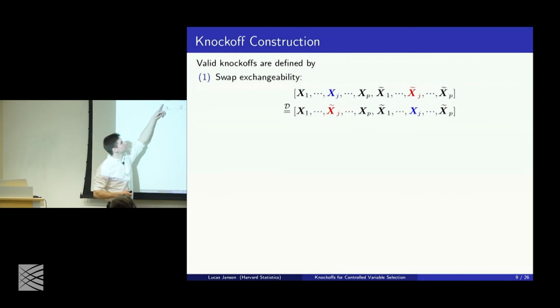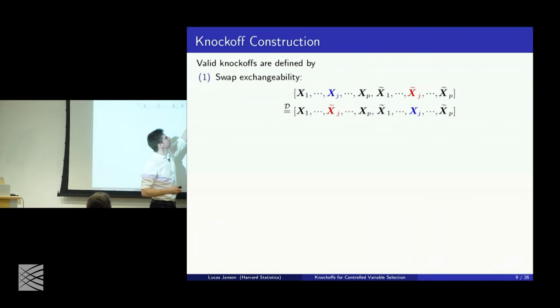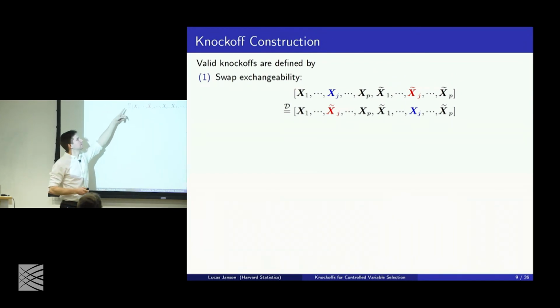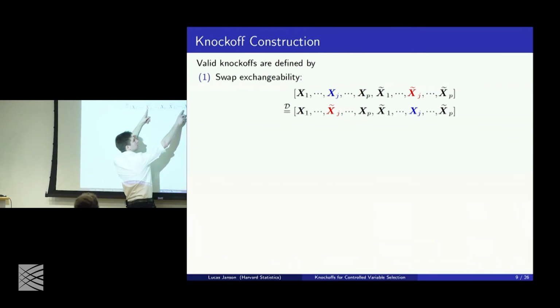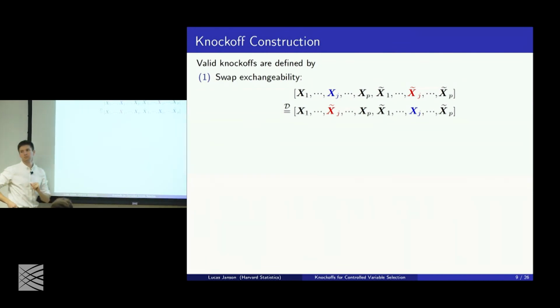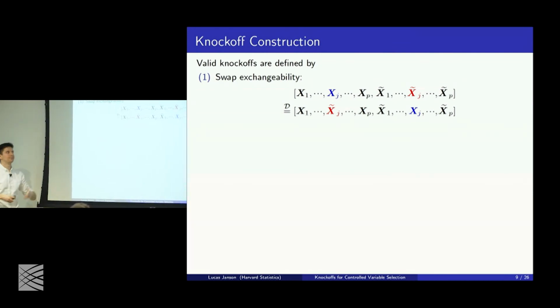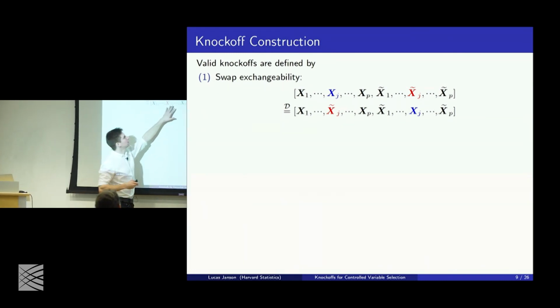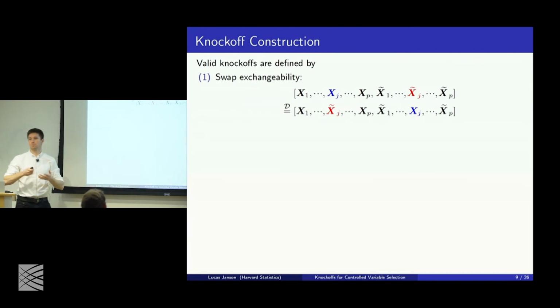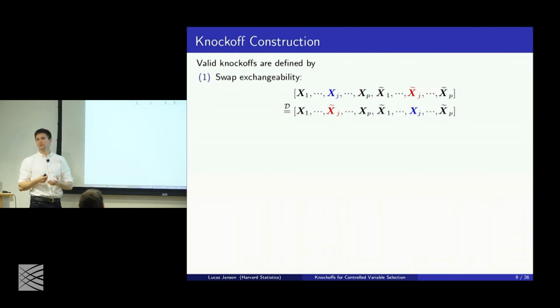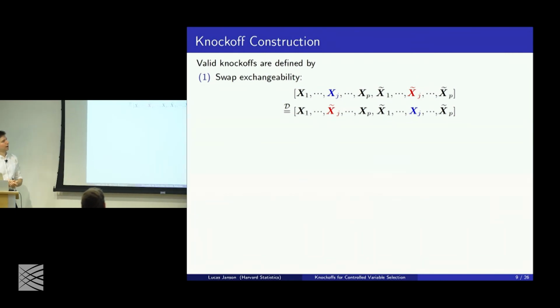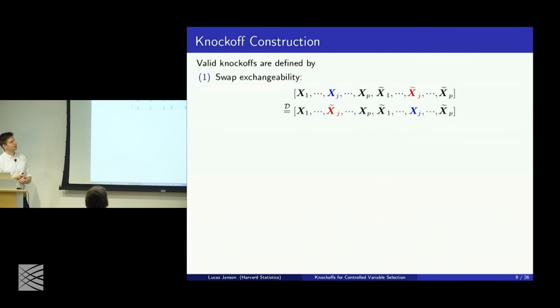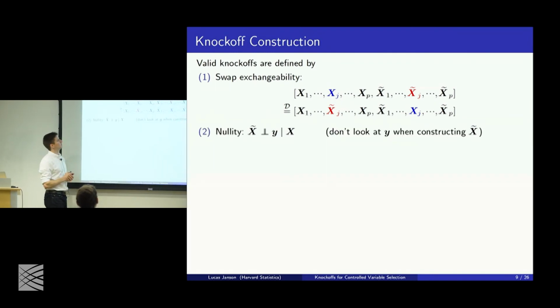So the full joint distribution of this n by 2p matrix stays the same when I swap the jth original and knockoff variable. This has to hold for any j, and in fact this implies that if I swap any subset of the variables, the distribution also doesn't change. This is the property I want. It's a pretty strong connection between X and X tilde, saying they're very similar in a very strict way. But it's not immediately obvious what it's doing, so let me give you an example.